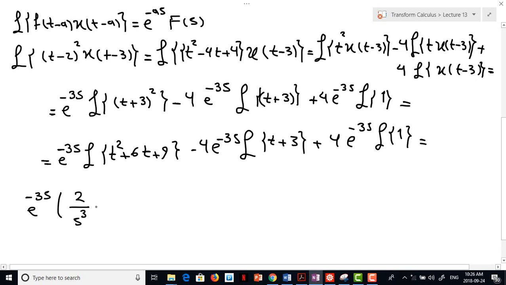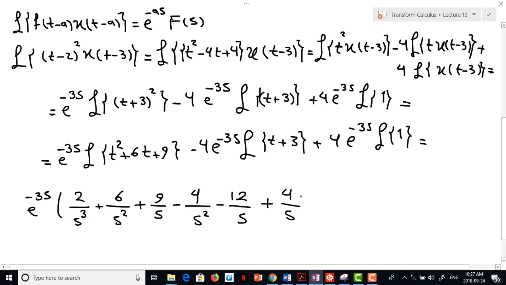Laplace transform of 6t is equal to 6 over s squared. Laplace transform of 9 is equal to 9 over s. Minus 4 times Laplace transform of t, which is 1 over s squared, so it's minus 4 over s squared. Laplace transform of 3 is 3 over s, so we have to multiply by minus 4, so it's minus 12 over s. Plus 4 times Laplace transform of 1, which is 4 over s. So we could find the Laplace transform of this function using the alternative of the second translation theorem.